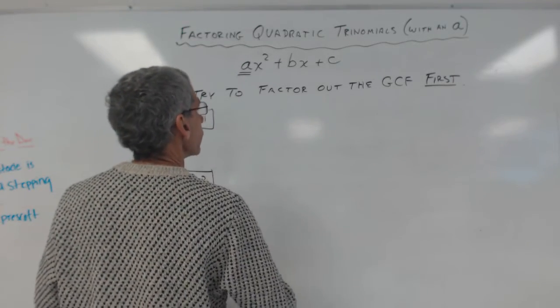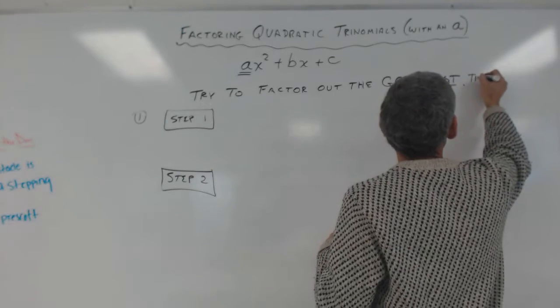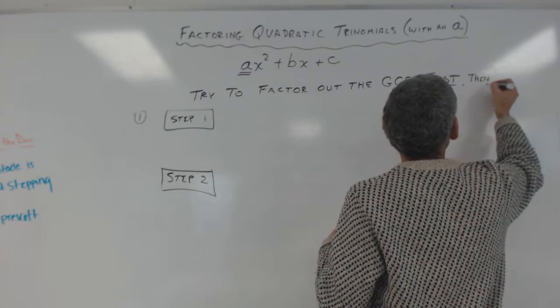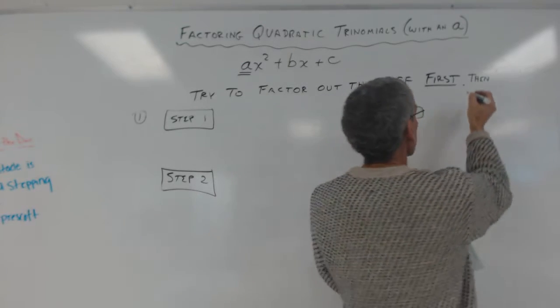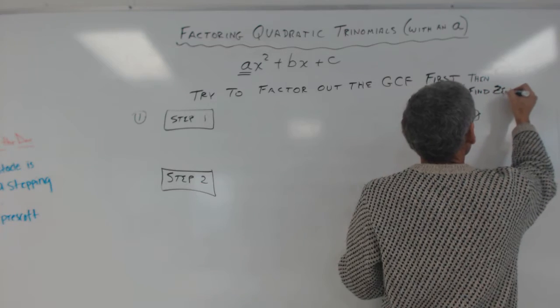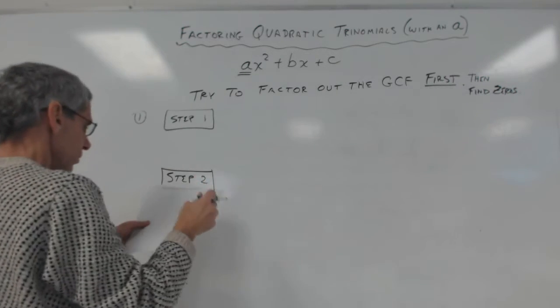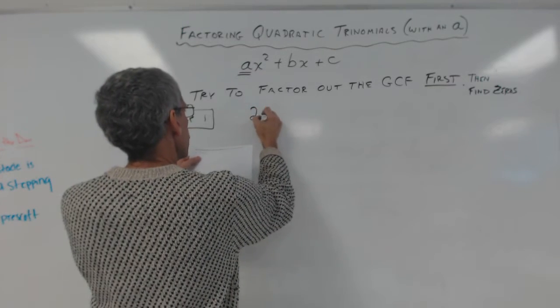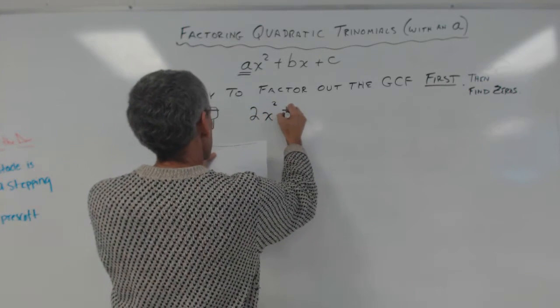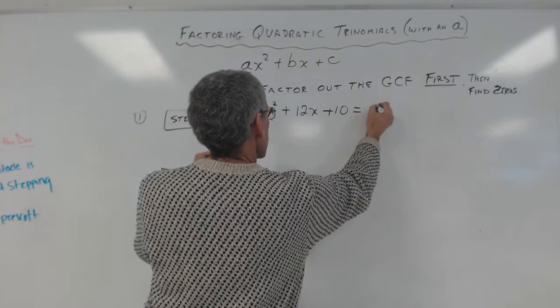So now we're going to say find the zeros. So we'll say then find zeros. Okay, so here we go. So this is the problem now. We've got 2x squared plus 12x plus 10 equals 0.